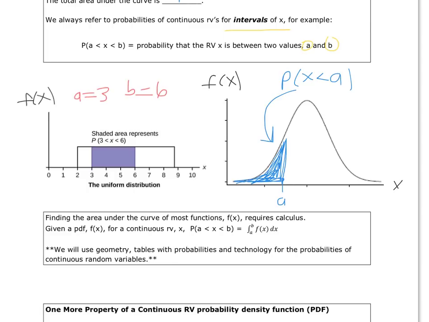Okay, or we could say, let's say this is b, and let's say we want to think about the probability that x is greater than b. Well, that probability is going to be this shaded area right there. Okay, so notice we're not referring to f of x at all here. We are just looking at the area under the curve to identify those probabilities.